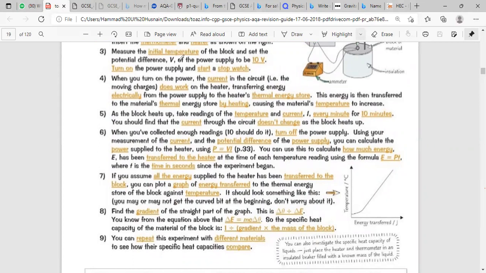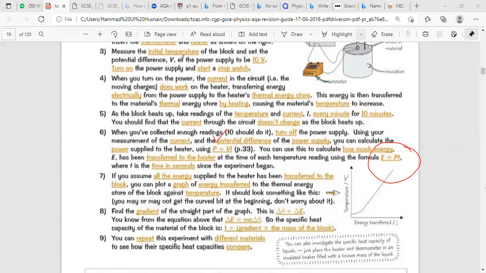Now, from point 6, when we have collected enough readings, we multiply the voltage and current in order to find the power, and then you can use this to calculate how much energy has been transferred to the heater at the time of each temperature reading. Using this formula, which we have discussed, and because we calculated the time as well, we calculated the energy.